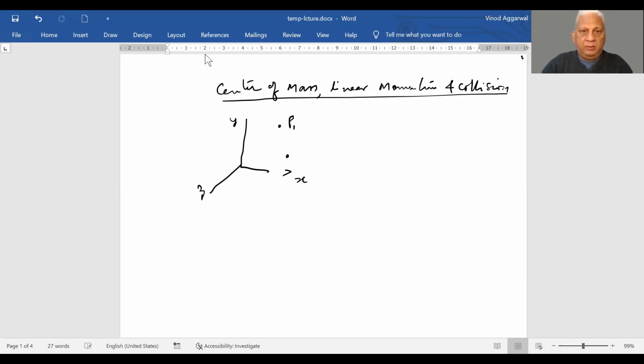For example, this is particle P1, this is particle P2. And if you have a number of particles, P1, P2, P3, all these things, you may like to know where all these particles seem to be concentrated, where the weights of these particles seem to be concentrated. That point where it appears that all the weights of these particles are concentrated is called the center of mass.